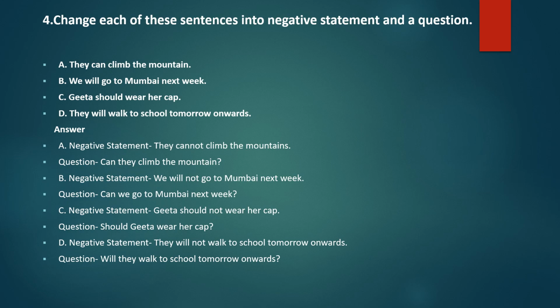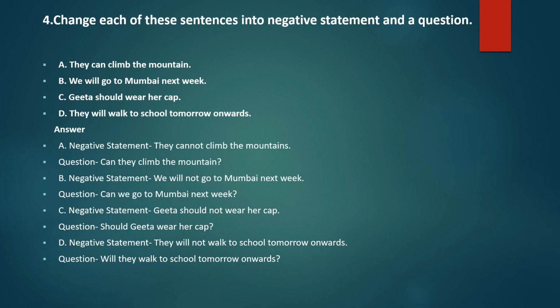So next is, Geeta should wear her cap. So for the negative statement, first what will we do? Subject, then modal, then not and then the remaining part. Geeta should not wear her cap. And the question is first modal, then subject and then verb, then the rest of the sentence. Should Geeta wear her cap? And question mark.